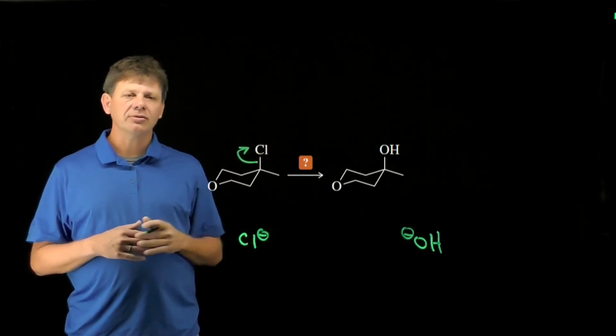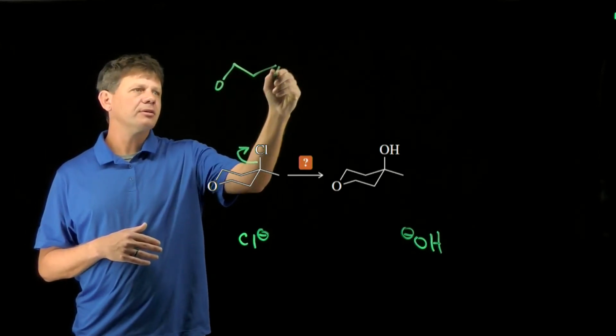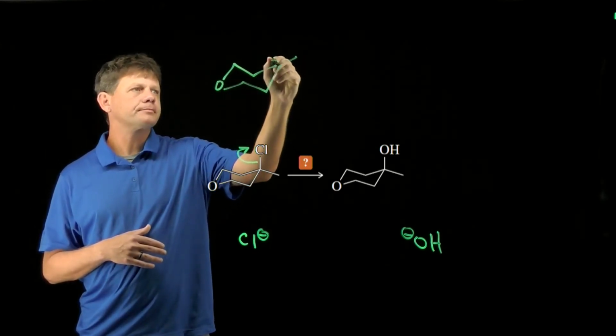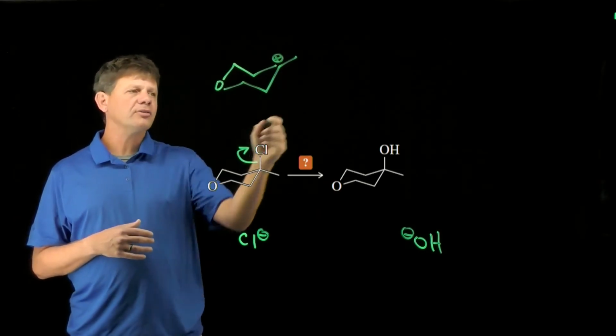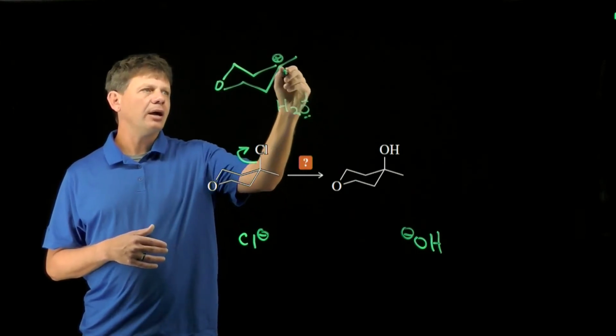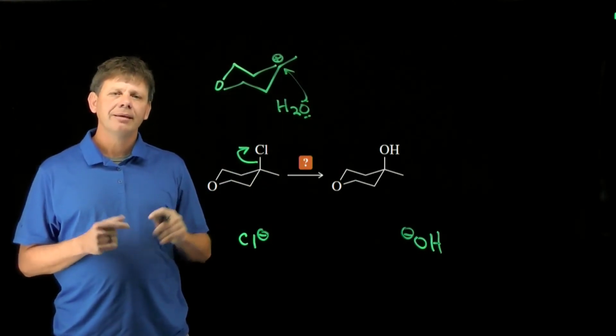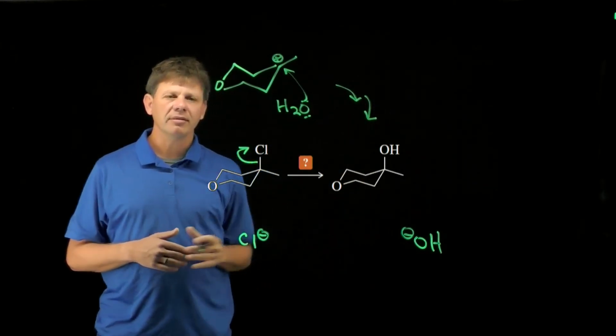Well, first, the reaction's going to start by chloride leaving. That's going to give us this carbocation. And now, instead of having the strong nucleophile hydroxide, we'll use the weak nucleophile water as our reagent to attack. A second step removes the proton to give us this product.